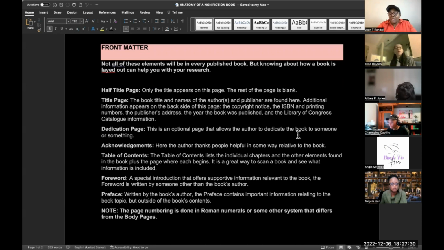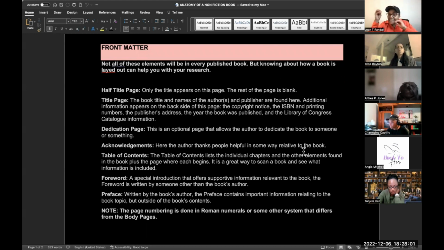Dedication page. So this is an optional page. It does not have to be in the book. Not everybody wants to dedicate their book. And bear in mind that with nonfiction books, it's not only memoirs, right? Nonfiction books can be educational. It can be a guide. It can be a how-to. It could be a cookbook. It could be a poetry book. So again, a dedication page is an optional page. It does not have to be in the book.